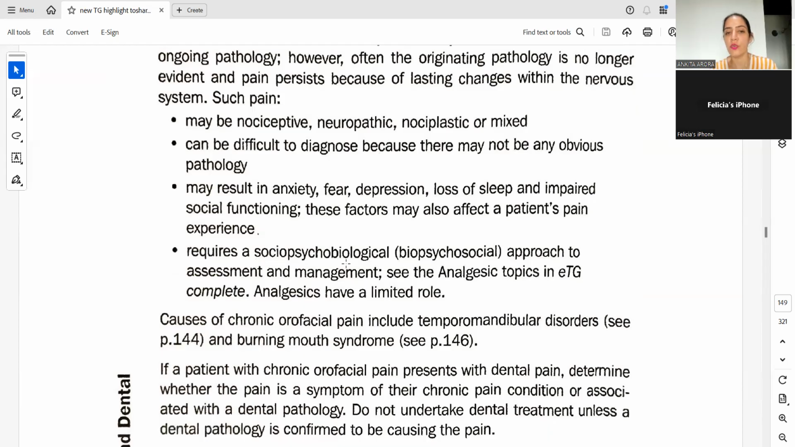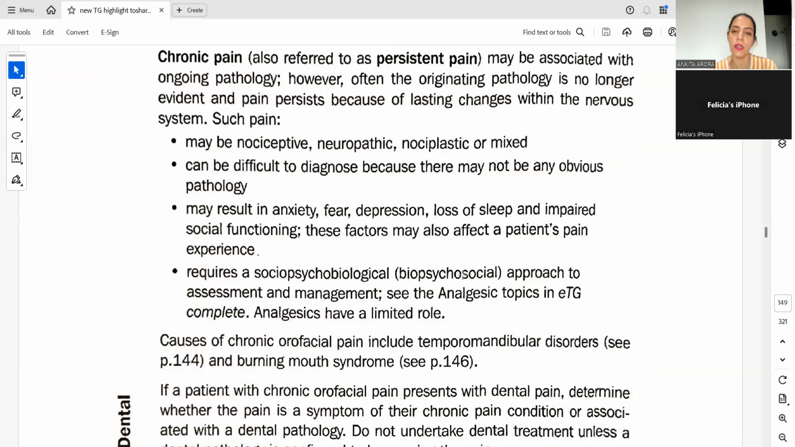It requires a socio-psychobiological approach for chronic pains like TMJ pain. Those who have it, it's a chronic pain. Joint pains are chronic pains. Or chronic pains like backache, another example from dentistry. Musculoskeletal pains are usually of the chronic variety, and they need more approaches.